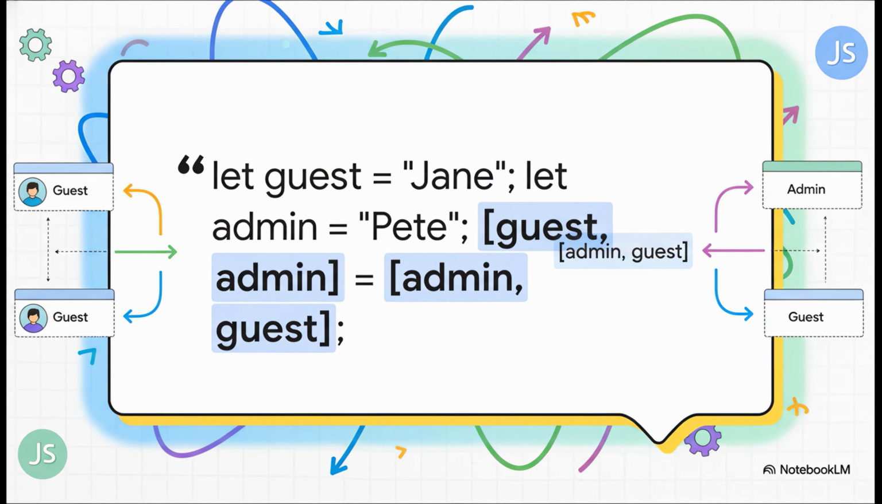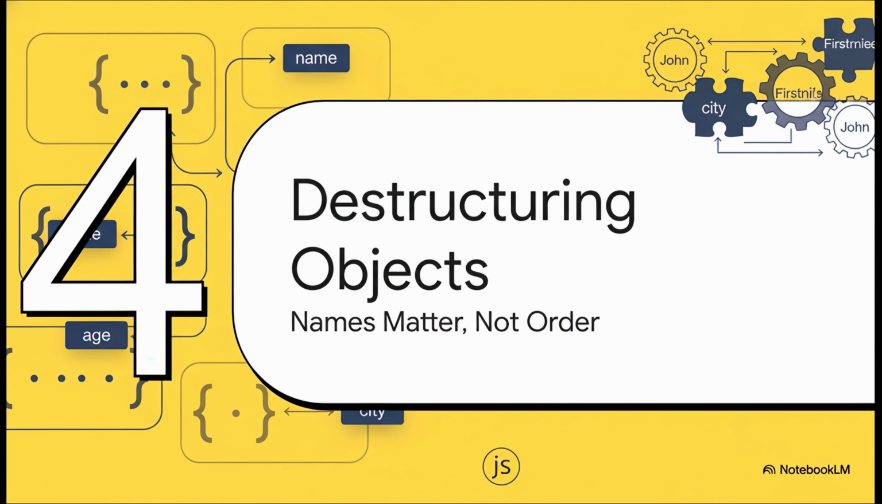It's just a beautiful example of how this syntax can make your code so much more concise. Alright, we've nailed arrays. So let's switch gears and talk about objects. It's a similar idea, but there's one huge difference. With arrays, it was all about the position, the order of the elements. With objects, the order means nothing. It is all about the names of the properties.